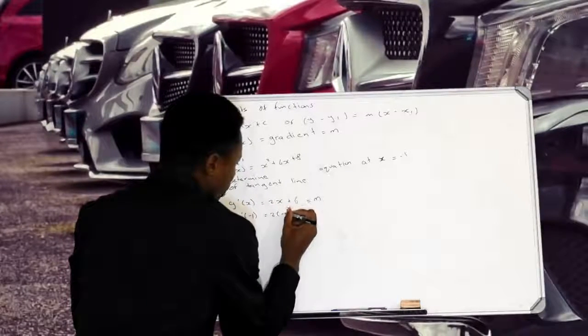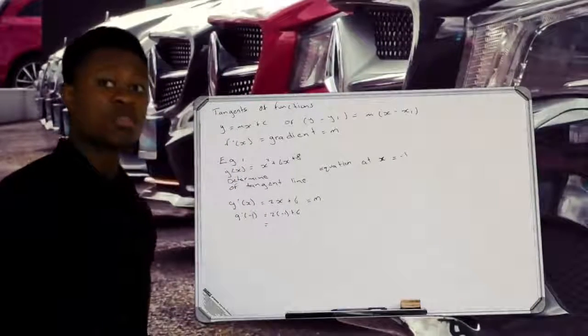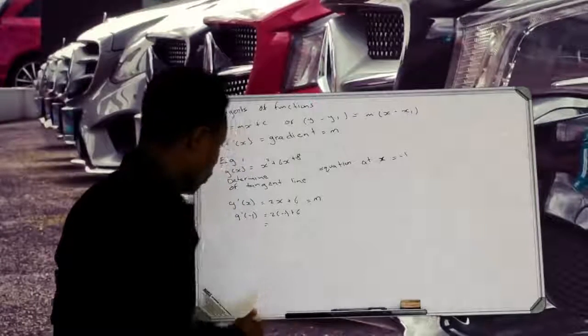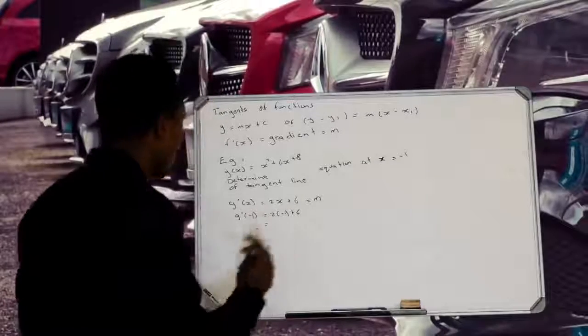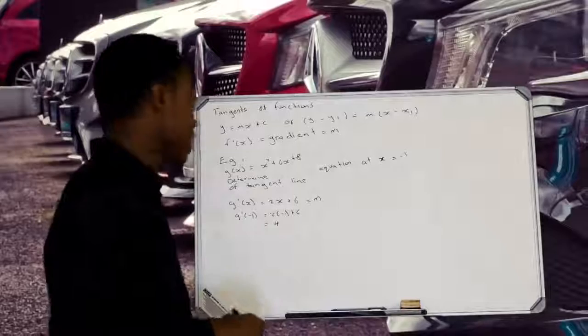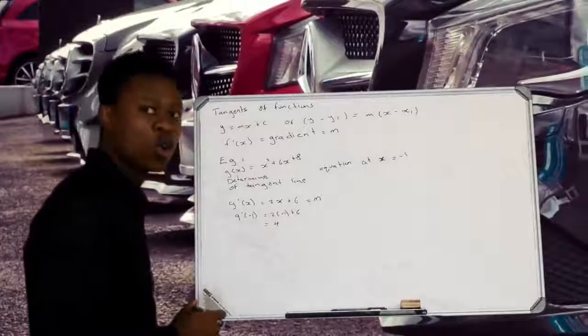Then now I have 2 times -1 plus 6. What is that equal to? This gives me 4, right? Okay, this will result in the number 4, right? So what does that say? It says that my gradient is equal to 4.